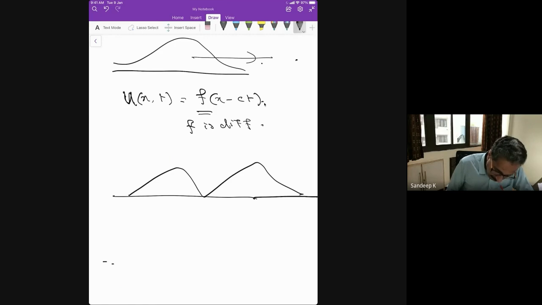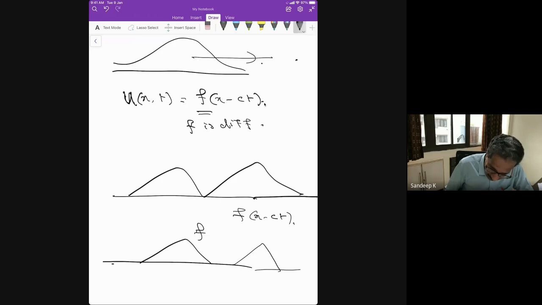Maybe let me take a simpler one. Suppose this is my f. Then f of x minus ct, after some time, can be like this, it can be like this, and so on. So the underlying phenomenon behind this equation, the transport, to make sense of that you don't require the functions to be differentiable. Even if there is a sharp edge, the function won't be differentiable, but still this profile can travel like this.